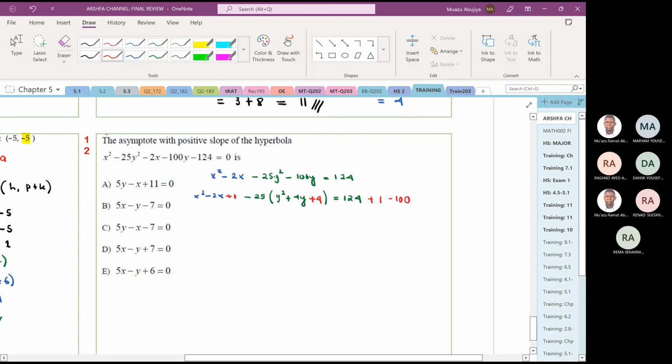Okay, now let us write it in a beautiful form by factoring. We have (x - 1)², a perfect square trinomial. Then here we have -25 outside, then factor, we have (y + 2)². Then we have 125 - 100, and this is going to be equal to 25. Of course, we can write it as 5², but we are not interested in that. Now, to write it in standard form, I need to divide, because the right side should be 1. So divide by 25. I will divide each of them by 25.